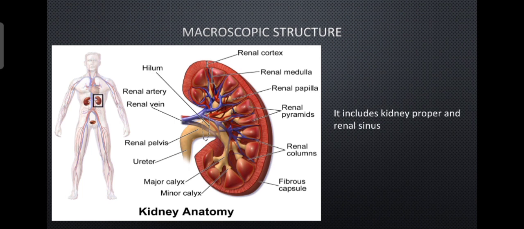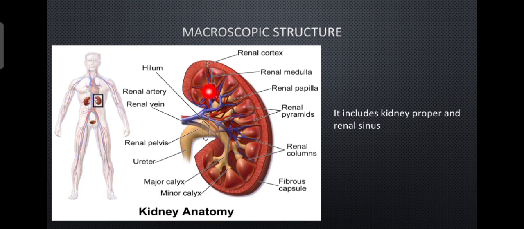Then another part we saw, the renal sinus. Renal sinus is composed of minor calyces, major calyx, renal pelvis, the blood vessels entering and exiting the renal pelvis, and also the ureter. These all comprise the renal sinus, that is the space excluding the medulla and cortex of the kidney. These are the macroscopic structures.